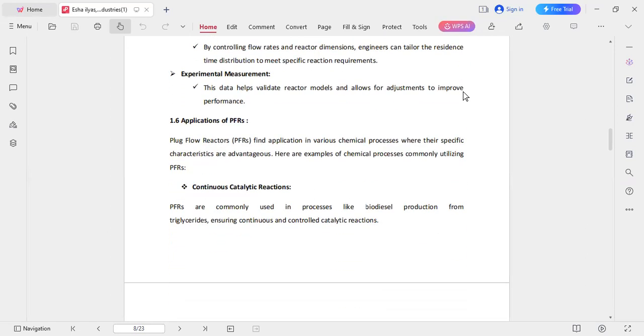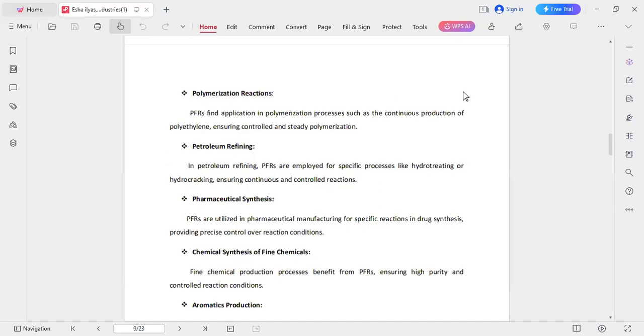Now I will tell you about the applications of plug flow reactors in chemical industries. Plug flow reactors find applications in various chemical processes where their specific characteristics are advantageous. Here are examples of chemical processes commonly utilizing plug flow reactors. Number one, continuous catalytic reactions. Plug flow reactors are commonly used in processes like biodiesel production from triglycerides, ensuring continuous and controlled catalytic reactions.